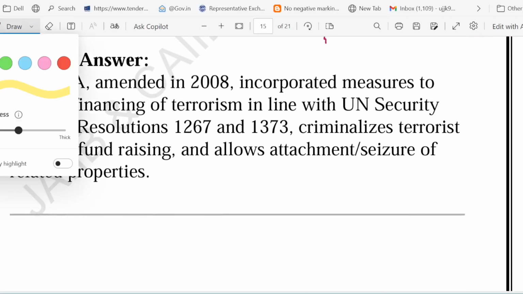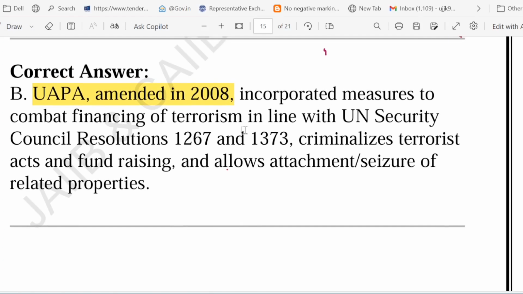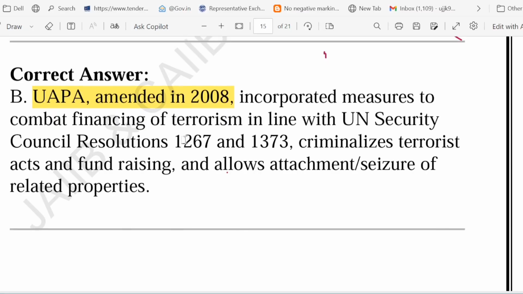So let's quickly summarize the key points. What I have told you is that UAPA is a law to curb unlawful activities and terrorism. In 1967 it was originally enacted. The 2008 amendment included terrorism and terror financing in line with the UN resolution. In 2013 it was amended again, which further strengthened the law to meet the FATF standard. I hope it is clear.